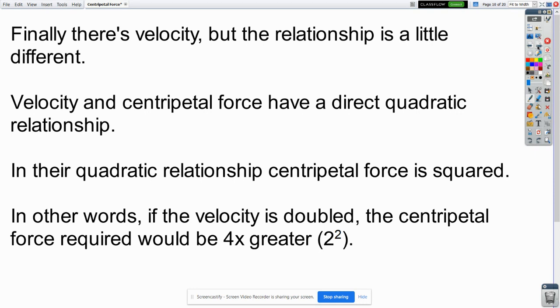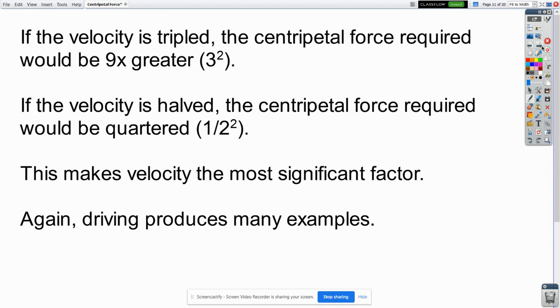If we were to double the velocity, 2 times the velocity, the change in centripetal force would be 2 squared, or 4 times greater. Twice the velocity gives us a 4 times greater centripetal force requirement. And again, that is not doubling, but squaring the change that we made to the velocity. The velocity is doubled, so the centripetal force would be 2 squared, 4 times greater.